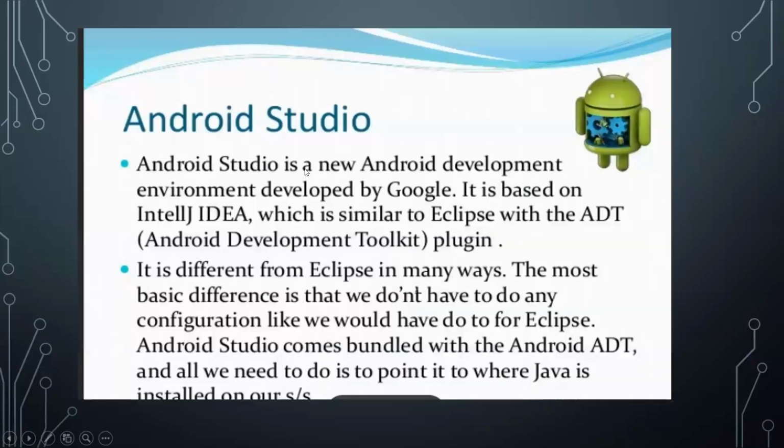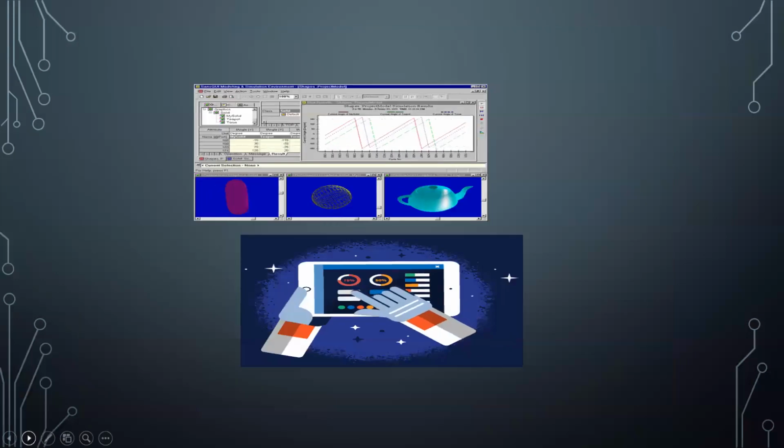Android Studio is a new Android development environment developed by Google. It is based on IntelliJ IDEA, which is similar to Eclipse with the Android Development Toolkit plugin. It is different from Eclipse in many ways. The most basic difference is that we do not need any configuration like we do in Eclipse. It comes bundled with the Android Development Toolkit, and all we need to do is point to where Java is installed on our system. In this way, Android Studio is useful in creating graphical user interfaces.